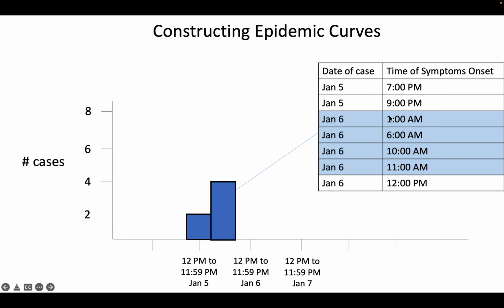We have four people that are between 11:59 p.m. on the 5th and 12 a.m. So we have 1 a.m. on the 5th, and the last one here is at 11 a.m. on the 5th, and that new interval would start at 12 p.m. So basically, we have one, two, three, four people in this interval.